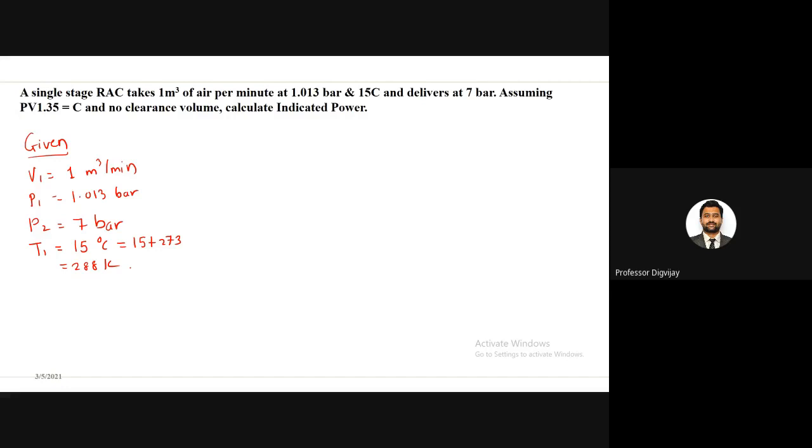Okay. This follows the law PV raised to 1.35 equal to constant. Okay. So this is the given data, and then we have to calculate the indicated power, or the work required, or the actual compressor work that we have to calculate.